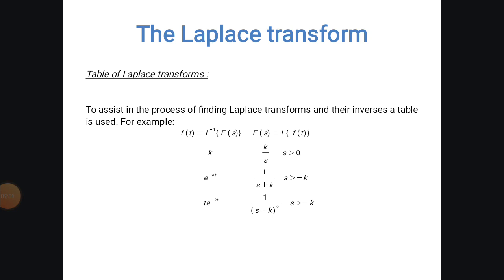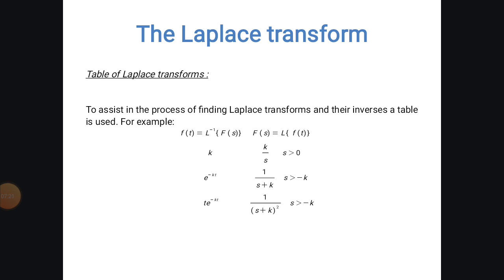Or we can simply say if k is equal to 1, and that is the particular constant 1, then its Laplace transform is 1 by s. This is also one formula. Laplace transform of 1 is 1 by s, and s should be greater than 0.